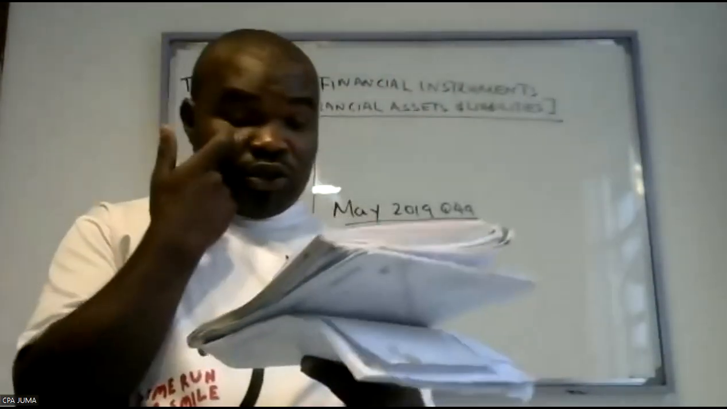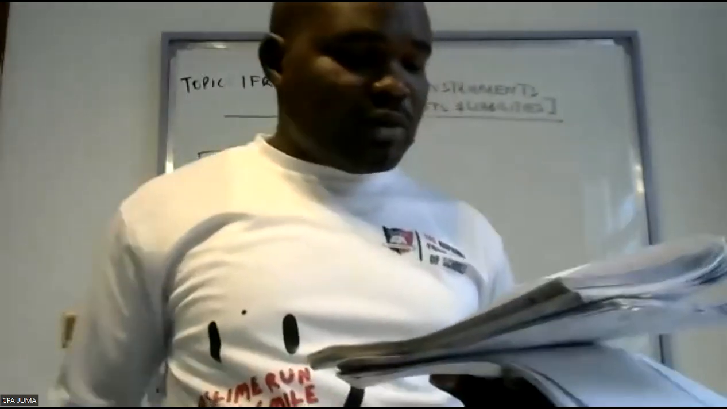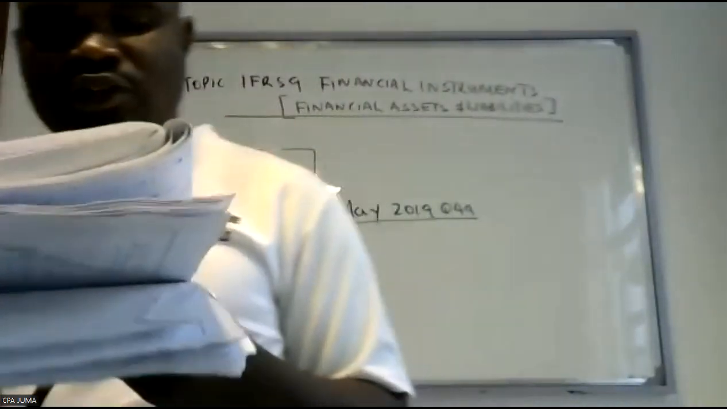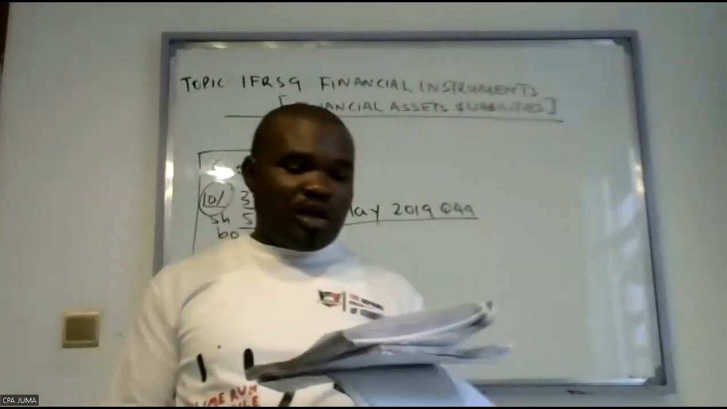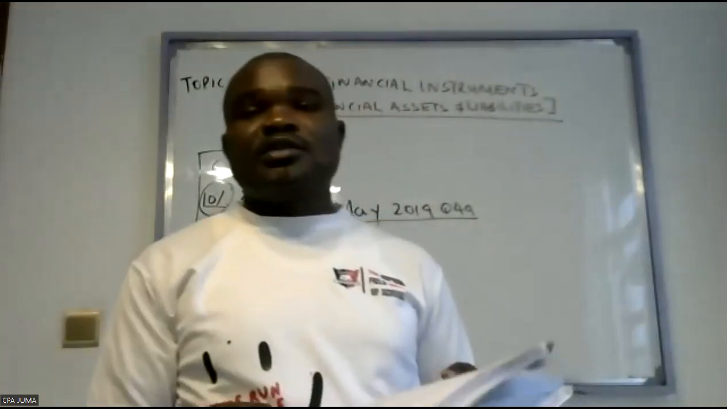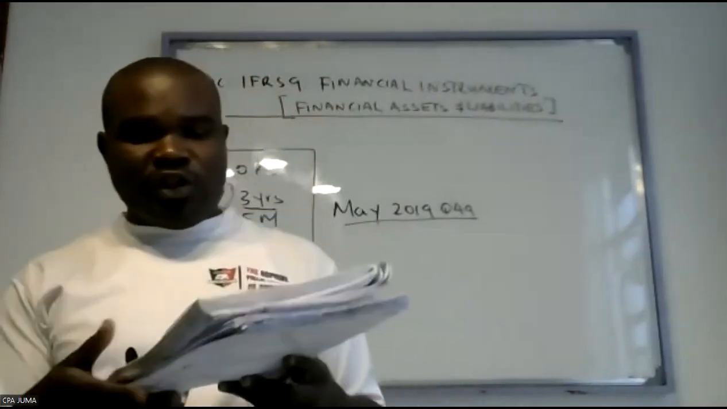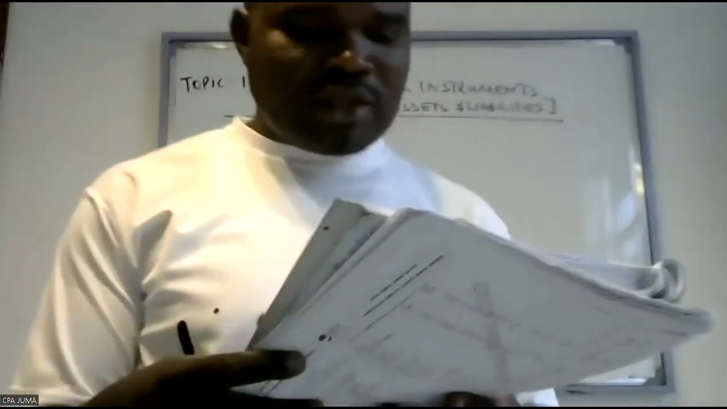An entity should recognize a financial instrument when it becomes a party to the contractual provisions related to the instrument. So the examiner can ask you, when should an entity recognize a financial instrument in the financial statement? So we recognize them immediately the entity becomes a party to the provisions of that instrument.